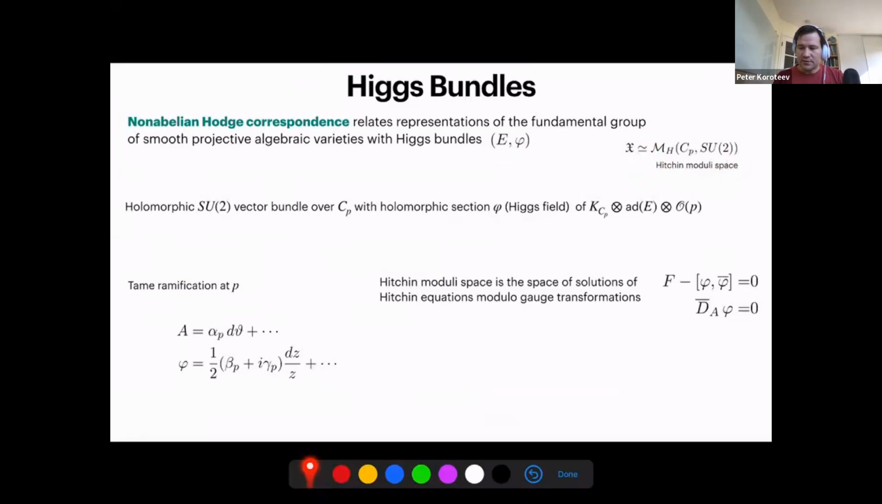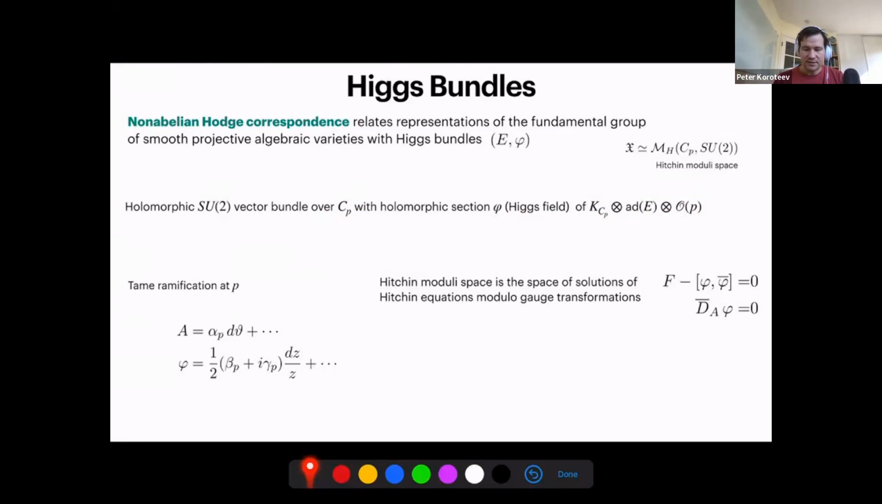The right-hand side is called the Hitchin moduli space, and it has these Higgs bundles, and each Higgs bundle for SU2. So here it's SU2. We have a holomorphic vector bundle over CP, which is the punctured torus, with a holomorphic section or Higgs field of canonical tensor with adjoint, tensor with OP, and sections of OP are meromorphic functions that have poles at the origin.